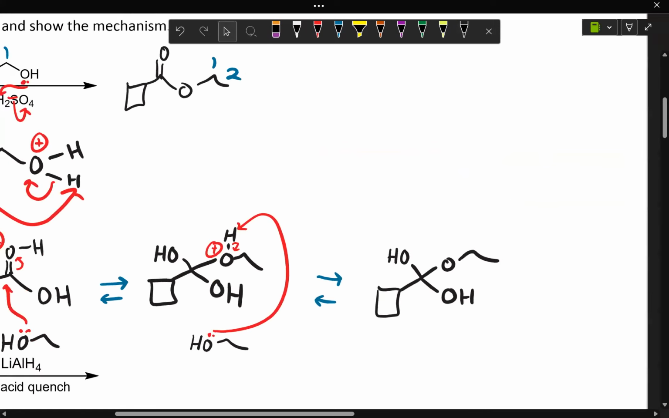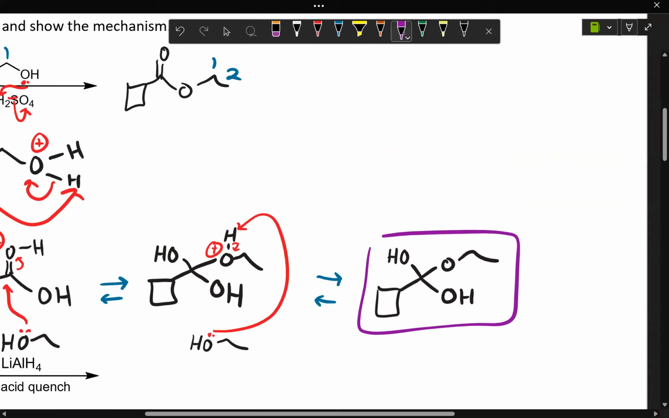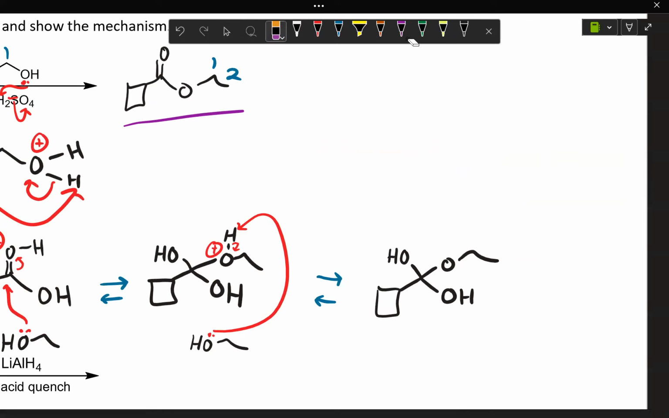Let's zoom out a little bit. If we look at what we have right now and the product, there's a couple things we need to do. First, we need to get rid of one of these hydroxyl groups. We need to form a double bond with another hydroxyl group and then also get rid of that proton. Those are the 3 things we need to do, so we're going to work on doing all 3 of them.